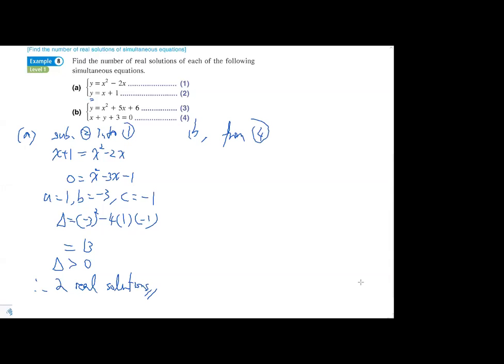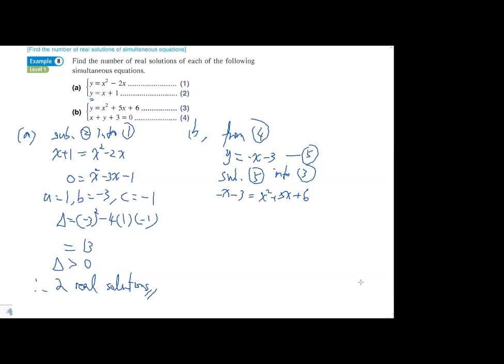Okay, so from equation 4, we will change y to be the subject. y equals -x minus 3. Okay, and then call this equation 5. And then we will substitute this equation 5 into equation 3. Okay, and then it becomes -x minus 3 is equal to x squared plus 5x plus 6. Okay, so there is no more y. Can you see this? No more y term. There's only the x term remaining in the equation.